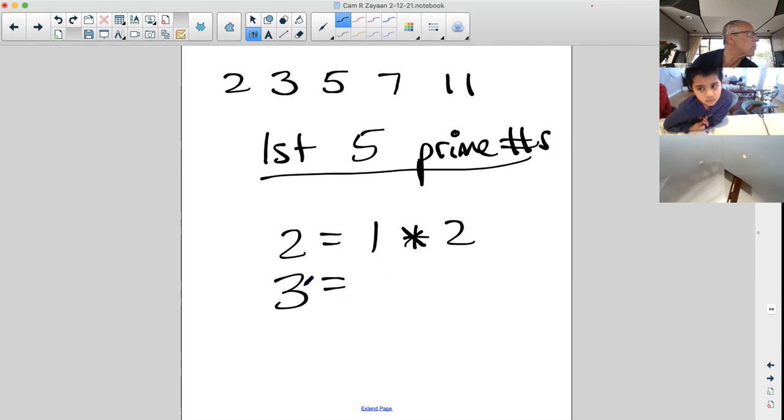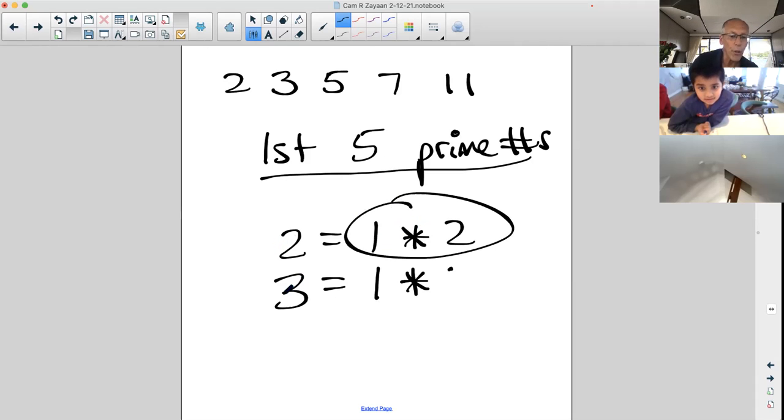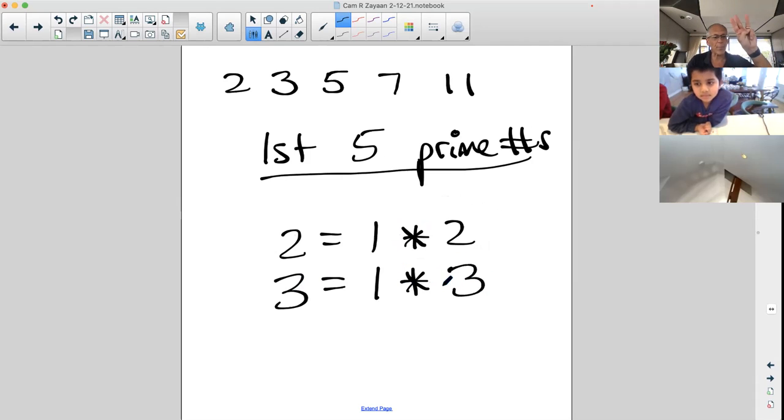Now, Zayaan, why is 3 a prime number? Because it can only be what? You have to say 1 times 3. 3 is 3, yes, but 2 is 1 times 2. 3 is? 3 is 1. No, 3 is 1 times 3. How many 3s am I holding up?